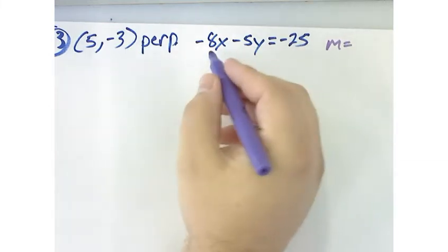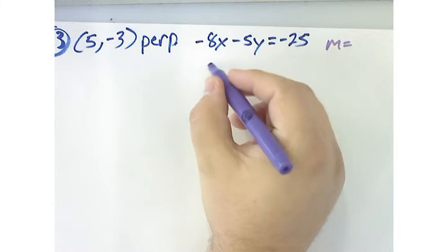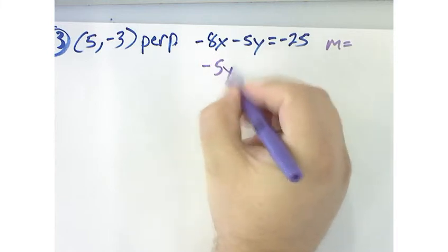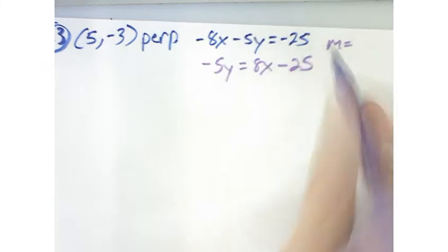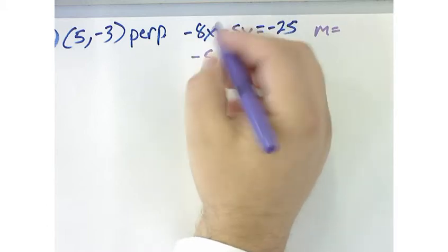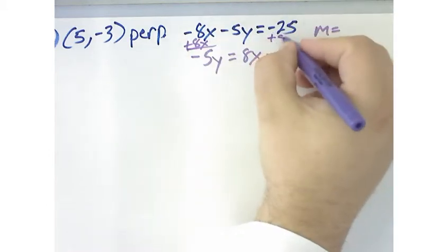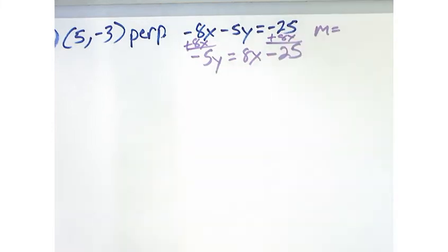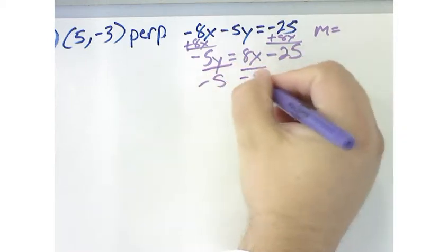So to do that, the best way is to make this look like y equals mx plus b, and then m is the slope, right? So what I want to do is add 8x to both sides. That will give me -5y is equal to positive 8x minus 25. I probably should write out every step just in case somebody has questions. I'm going to toss the x term to the front because remember I want it to look like y equals mx plus b. So next I'm going to divide everything by -5.